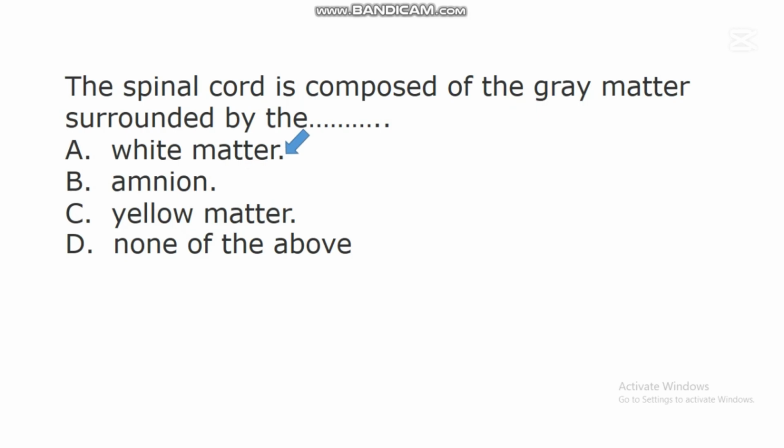White matter is one of the things surrounding the spinal cord. Studies have shown that the spinal cord is made up of the gray matter, but it is surrounded by the white matter.